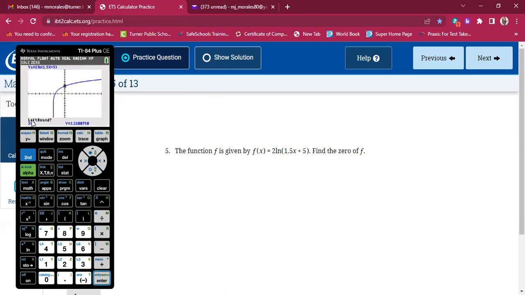It says left bound. It means that we have to put our cursor on the left side of this point by using arrow left. Okay, arrow left. Oops, right. Okay, there you go. Our cursor is now right here, on the left side of that point. So I have to hit enter.